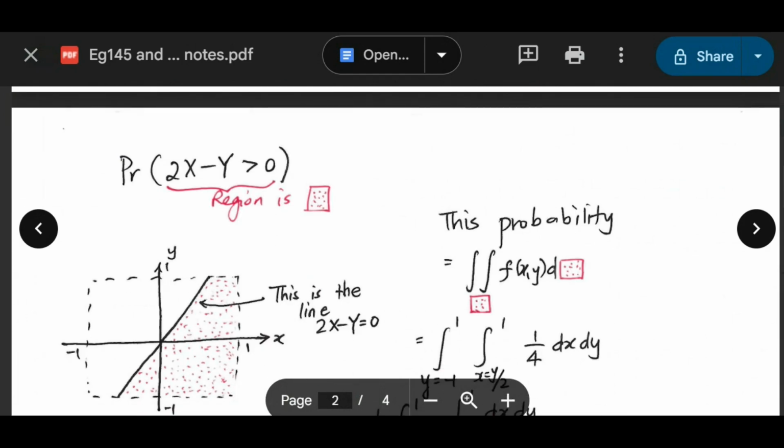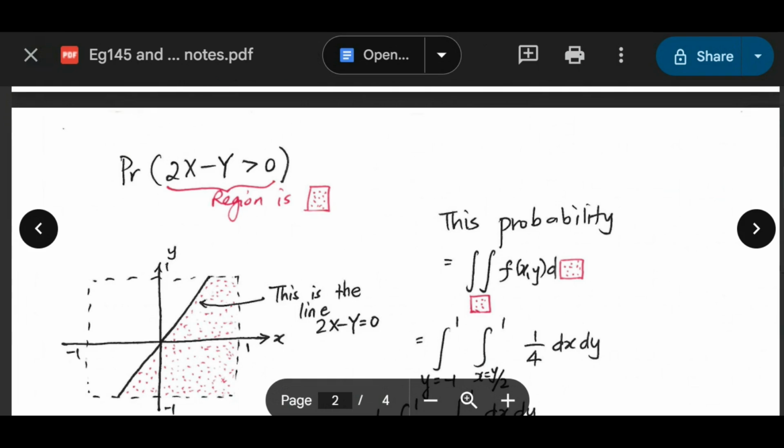Sorry. Now here's a more complicated problem. Same density. What is the probability that x and y hang around here? That's what this is trying to say. You know you need to integrate. The region that you want to integrate is just a little bit more fussy now. Draw it. Well, here it is.